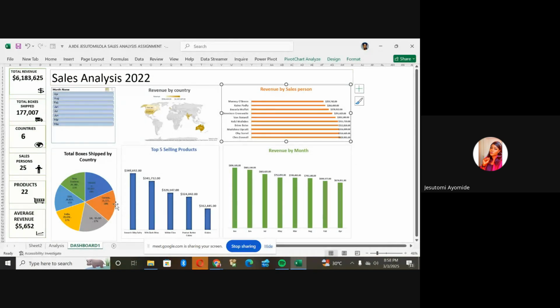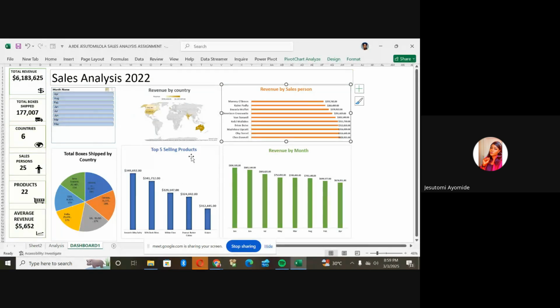So I also talked about the total boxes shipped by country. I used a pie chart to represent each country, and I can say the percentage for Australia. Australia had the highest, which has 32,047. That's the total boxes that were shipped in Australia, and we had a percentage. Then followed by Canada. Then New Zealand had the lowest.